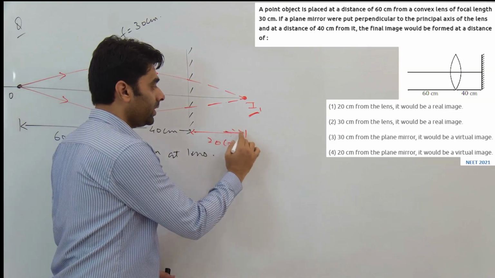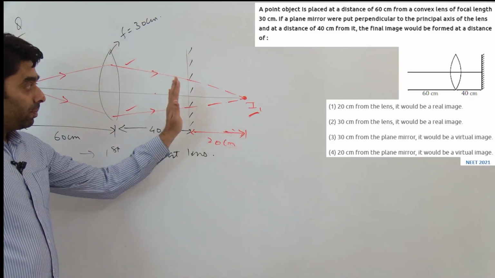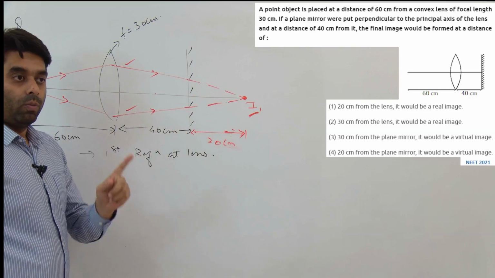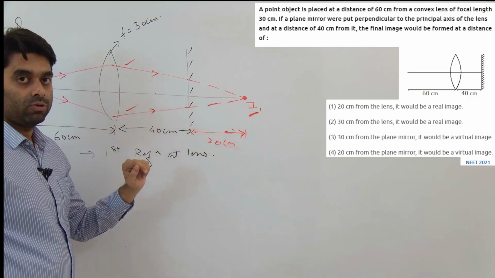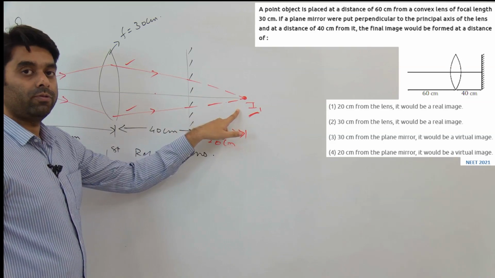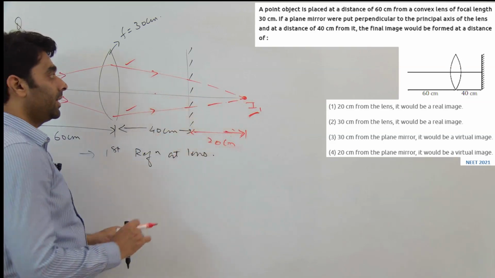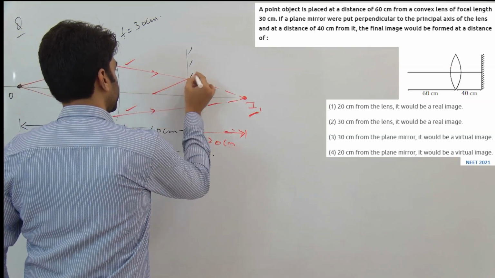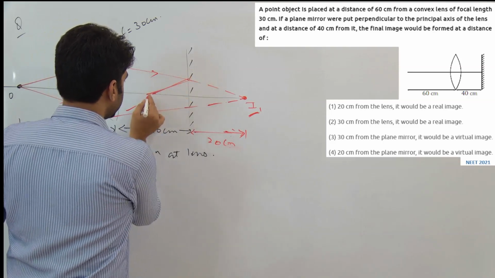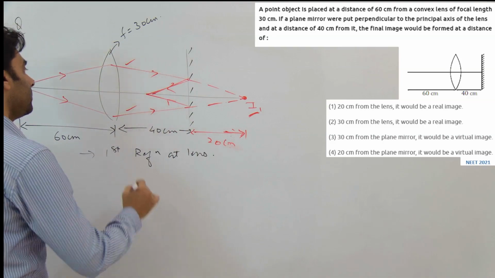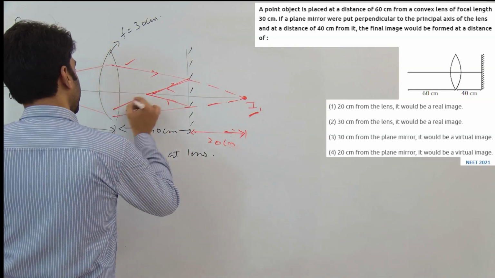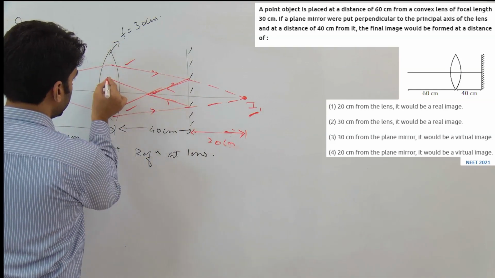Okay. Now, this plane mirror will reflect the rays. What is our relation for image in case of plane mirror? Object distance is equal to image distance. This is a virtual object for the plane mirror. It will form an image like this, something this way over here. Object distance equals image distance. These are your reflected rays, and these reflected rays are again falling onto the lens.